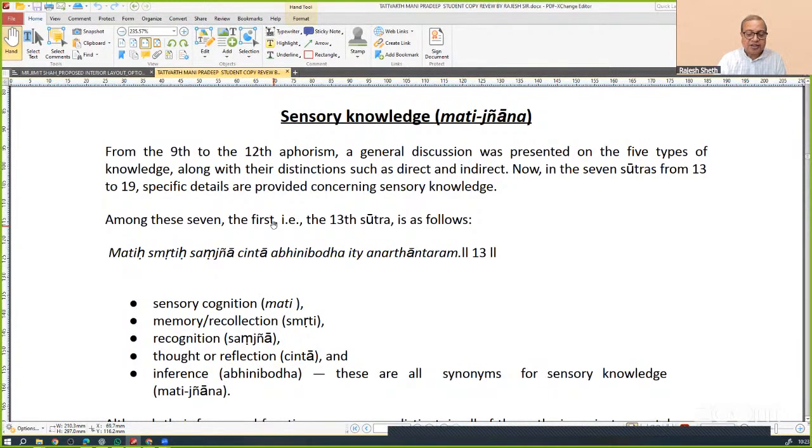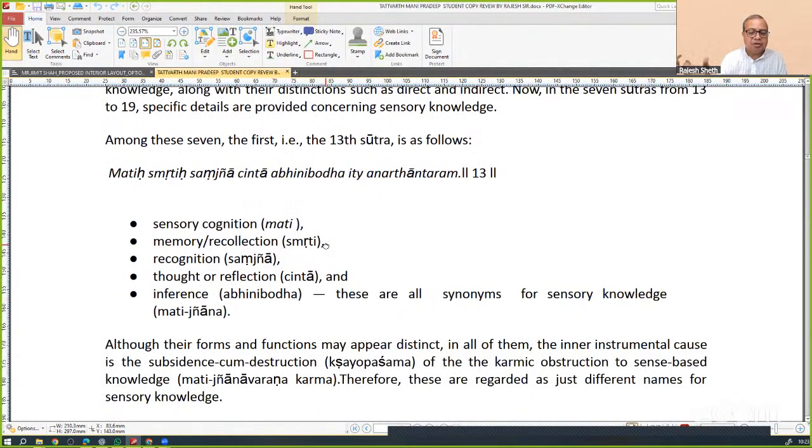Then reflection, that is chinta. It is also called tarka or chinta. Okay. Then inference. Last one is inference. These are all synonyms for sensory knowledge. Okay. So these are all part of sensory knowledge. The first four we read, avagraha, iha, avaya, dharana, and then smriti, then pratyabhigyan, okay, or sangya. Then we have chinta or tark, and then we have anuman, that is inference. Anuman is also called abhinibodh.